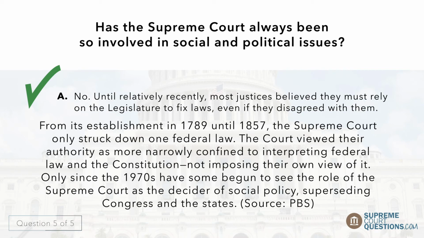From its establishment in 1789 until 1857, the Supreme Court only struck down one federal law. The court viewed their authority as more narrowly confined to interpreting federal law and the Constitution, not imposing their own view of it. Only since the 1970s have some begun to see the role of the Supreme Court as the decider of social policy, superseding Congress and the states.